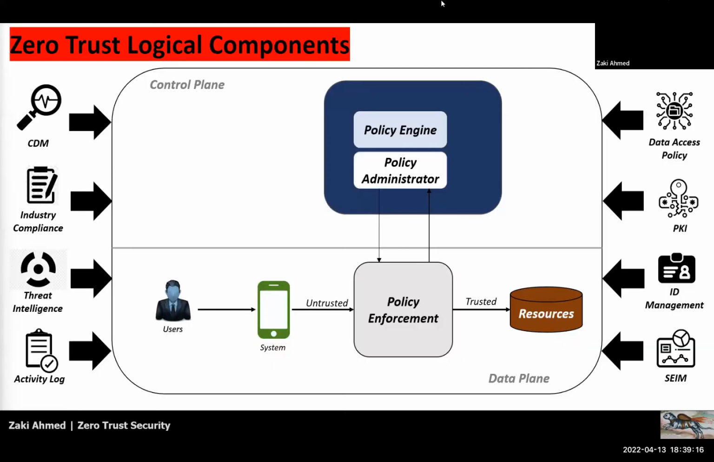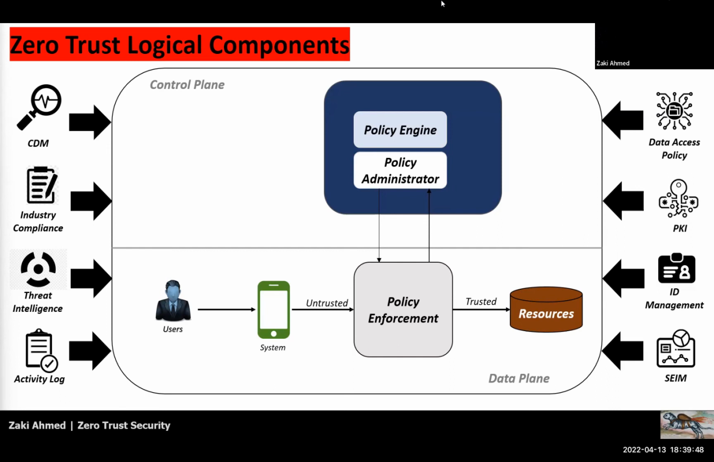Zero trust logic. So control plane and data plane form the core of the zero trust architecture. Control plane makes the policy decision and data plane implements those decisions. Here are the components to help you see if the access is granted. To your left, CDM systems provide data about assets that make access requests, and industry compliance system ensures that the policy tools developed are in response to industry standards.